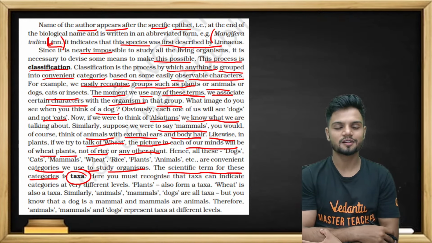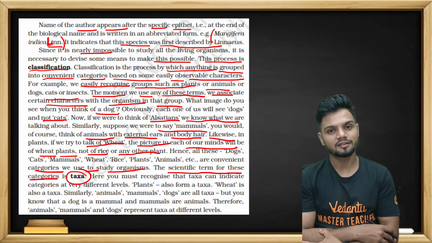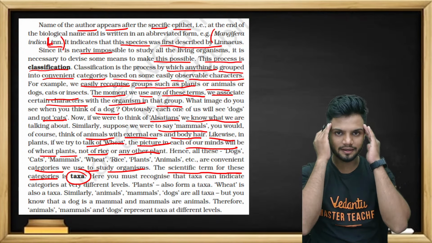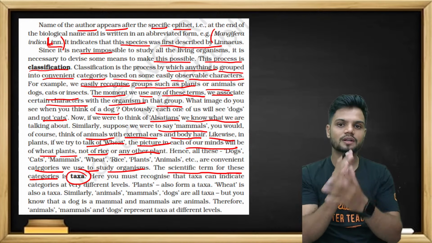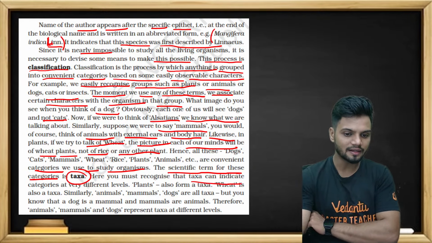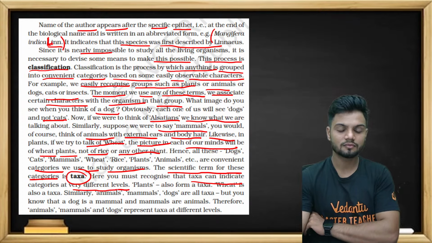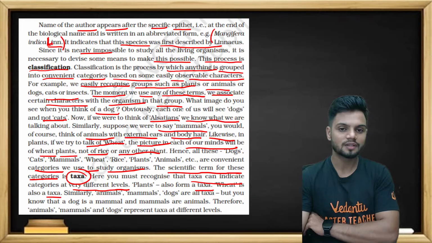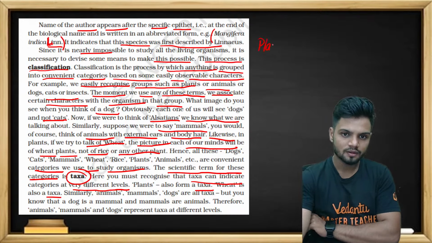Dogs, cats, plants, algae, bryophytes, pteridophytes, whatever image comes to your mind, each one is called a taxon. Here we must recognize that taxa can indicate categories at very different levels. Very different levels we can have different taxa. Plant also forms a taxa. Weed is also a taxa. Under plants, which is also a taxa.